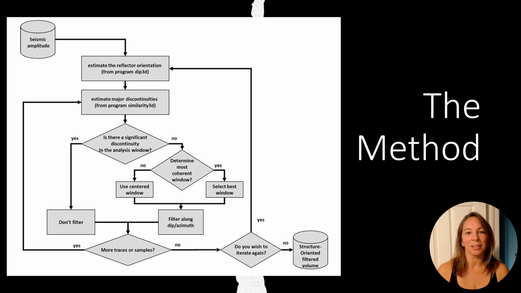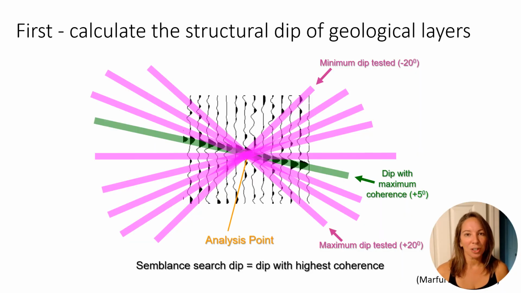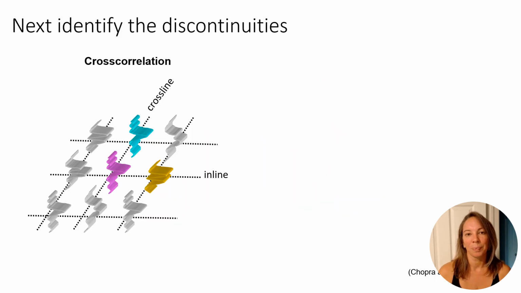It's a three-step process. In the first step, the algorithm calculates something called structural dip. So for each point in our data, it looks at the surrounding traces, and then it determines which direction the reflectors are trending. After that, it calculates a dip that follows the geology. So you can think about it as creating a map of how all the layers are oriented in space.